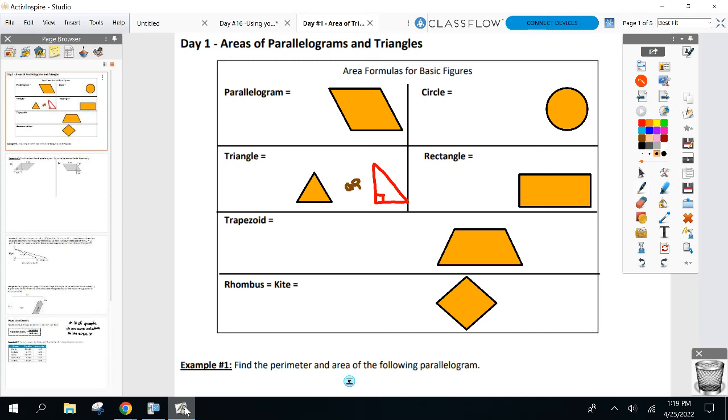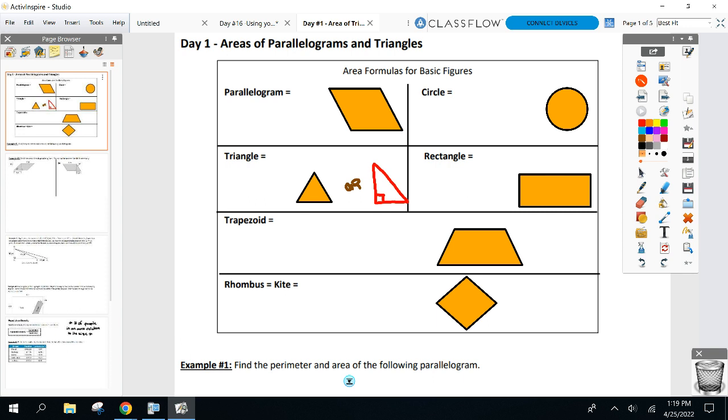Let's talk area of parallelogram and triangles. Before we focus on the parallelogram and the triangle, I want to go through all the figures we're going to talk about today and tomorrow. Do you know any of these formulas? I guess you could look back on your formula sheet and cheat, right? But do you know any of these formulas without even the formula sheet?